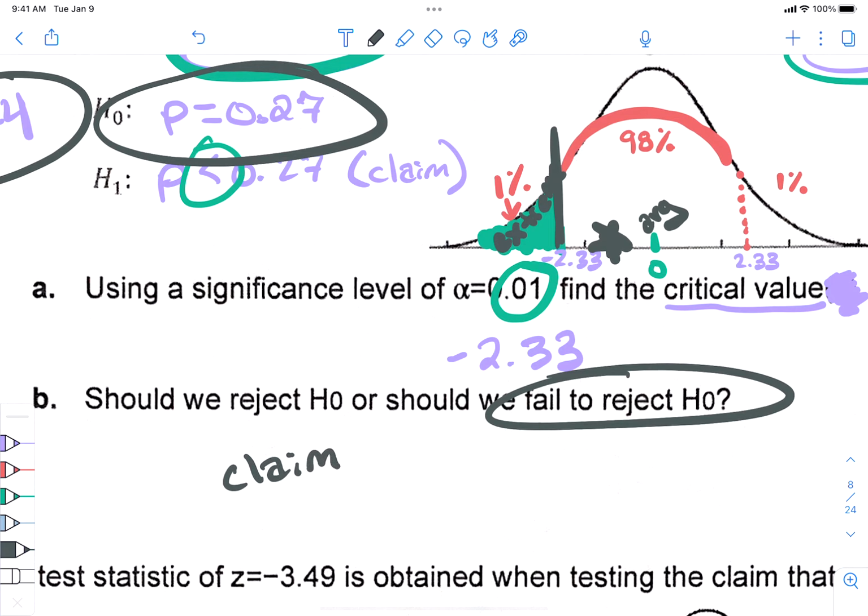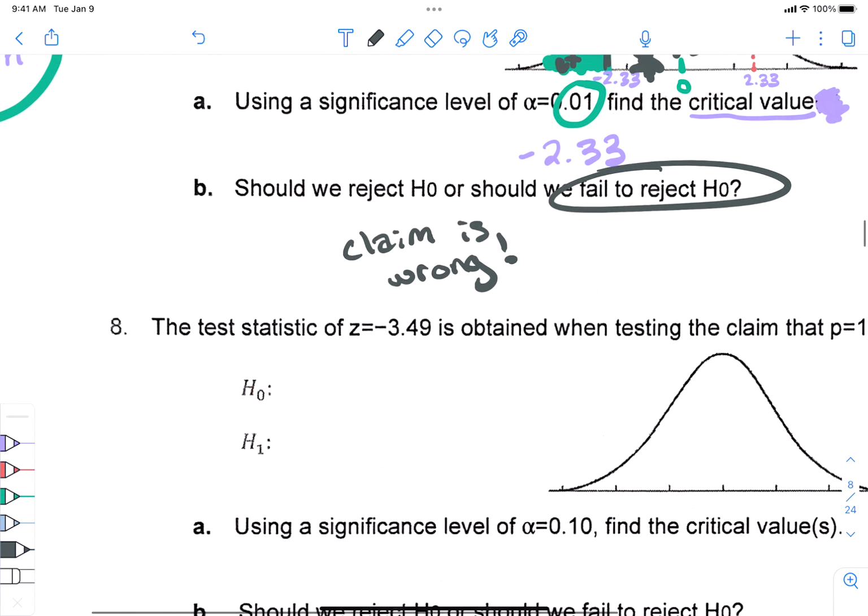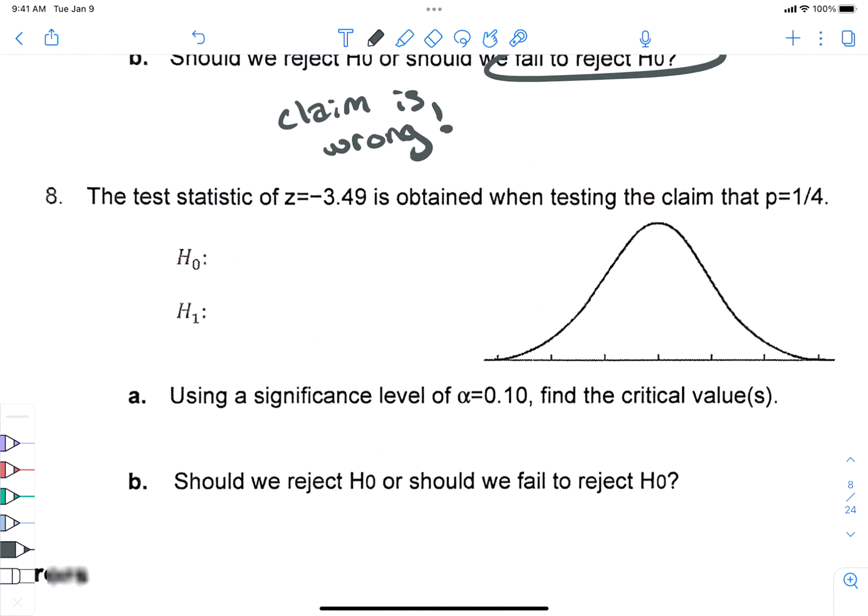It's wrong. Claim is wrong, right? Which one did we claim? That was going to be less than. We claimed it was going to be less than 0.27, but with this information, we're saying it's in the safe range. It's not in an extreme value, so it's close enough to 0, which is the average, right? Close enough to a z-score of 0 to deem it basically equal to 0.27 at this point, right? Make sense? Okay? All right, so that's what you have to do.